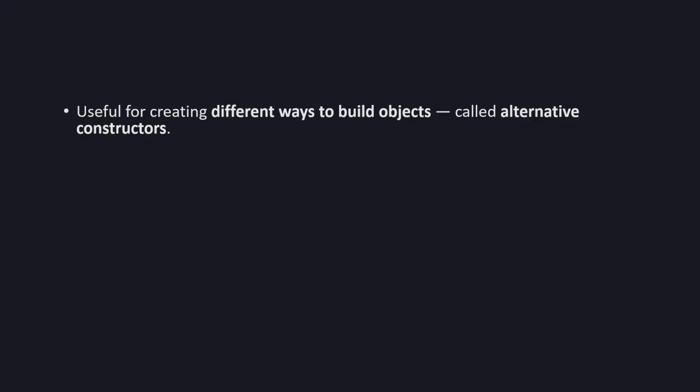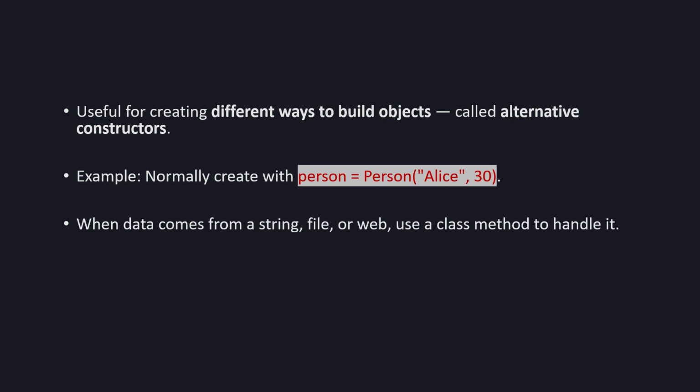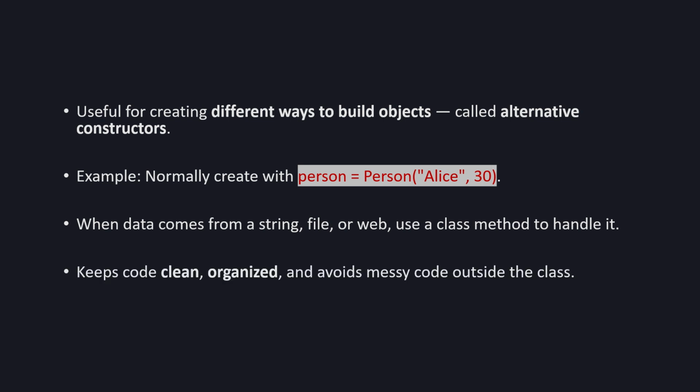How cool is that? So why is this useful? The biggest reason is to create different ways to build your object. We call these alternative constructors. Normally, you create a Person like this: person = Person("Alice", 30). But what if your data comes from a string or a file or from the web? Instead of writing messy code outside your class to prepare the data, you can build a class method that handles it all. It keeps your code clean and organized.